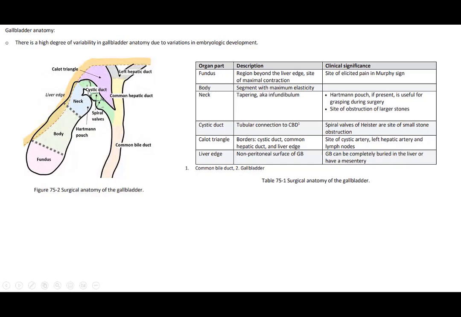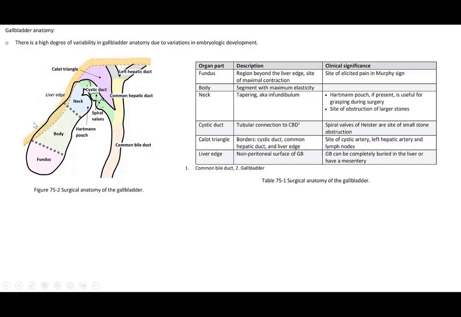The cystic duct itself is a tubular connection to the common bile duct and has spiral valves of Heister, which are sites of small stone obstruction that can occur. The Calot triangle, which has borders of the cystic duct, the common hepatic duct, and the liver's edge, is the site of the cystic artery, the right hepatic artery, and lymph nodes. So this is very important surgically. The liver's edge is a non-peritoneal surface of the gallbladder, and the gallbladder can be completely buried in the liver or in the mesentery.